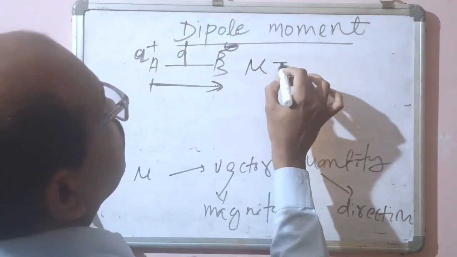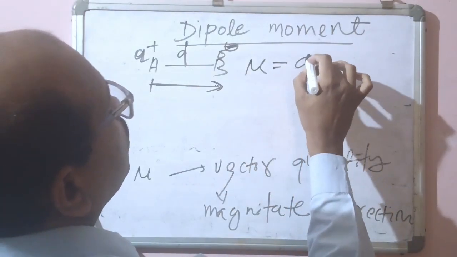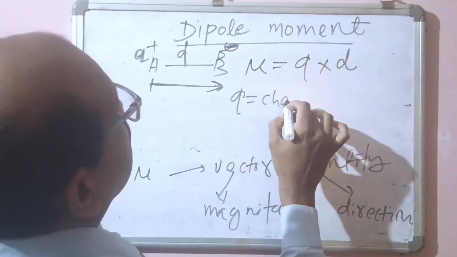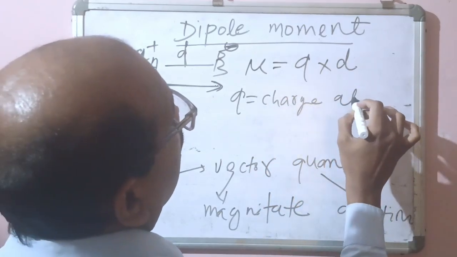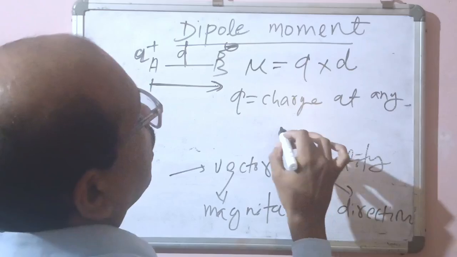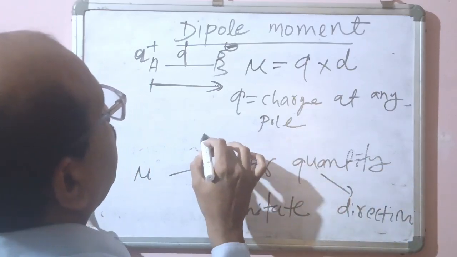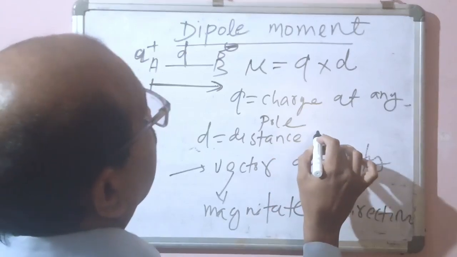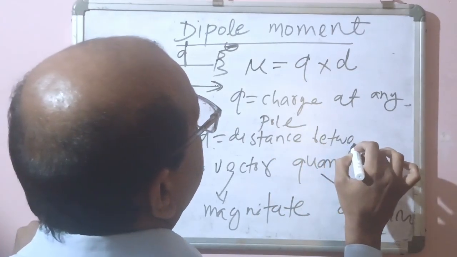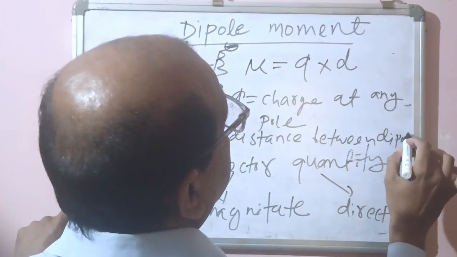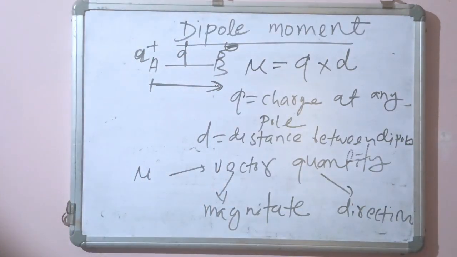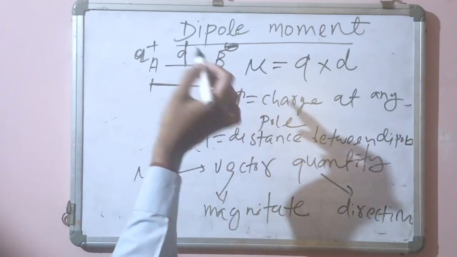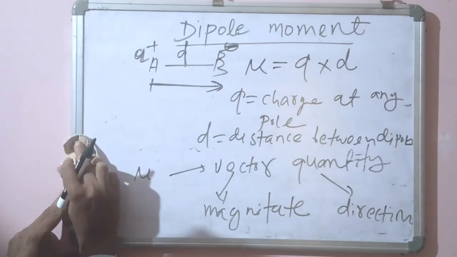So the magnitude of the dipole moment is Q into d, where Q is the charge at any pole and d is the distance between the dipoles. So that is its dipole moment. This is the magnitude, Q into d, and the direction is from plus towards minus. Okay.